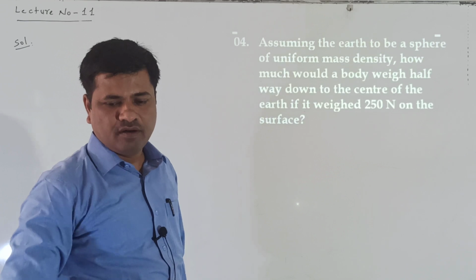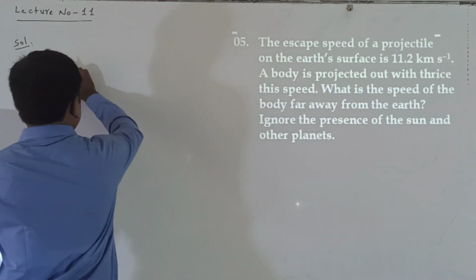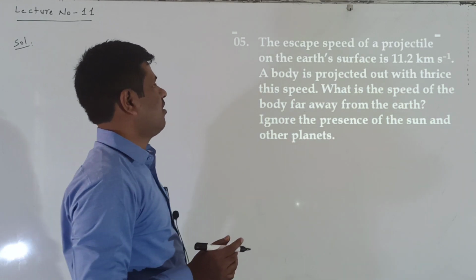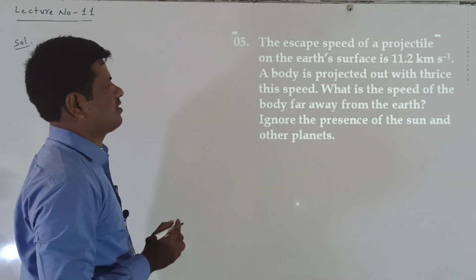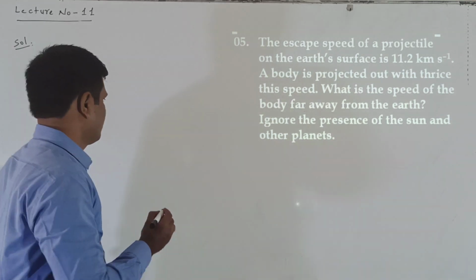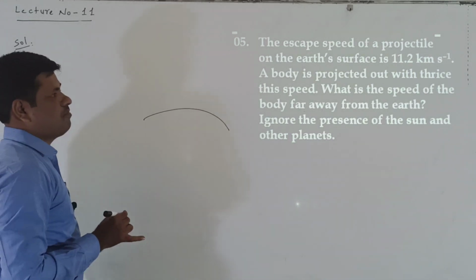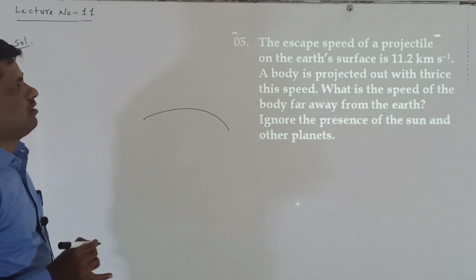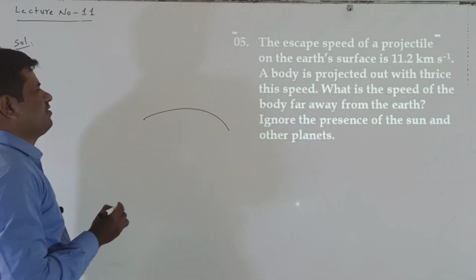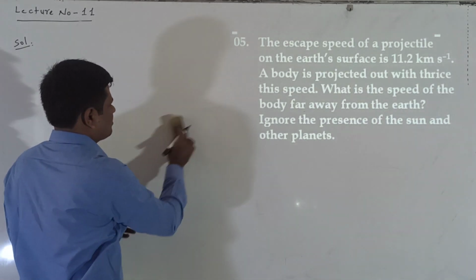Okay, next we will go to the fifth numerical. The escape speed of a projectile on the surface of the earth is 11.2 km per second. We know that this is the surface of the earth we are considering.